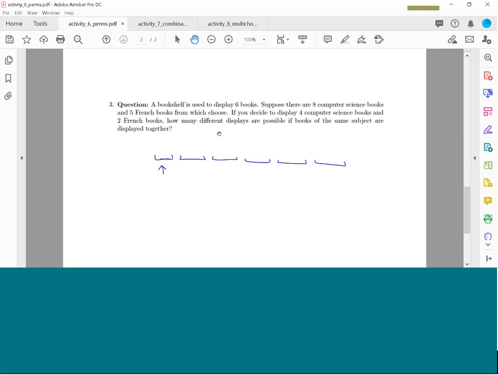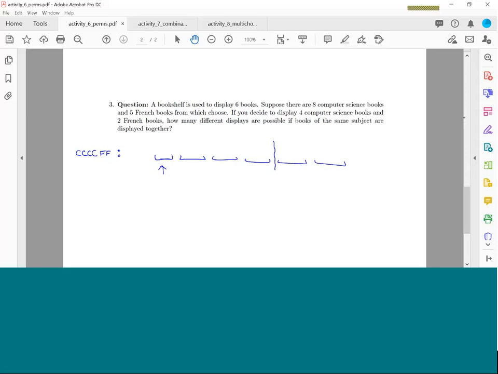Exactly. So we need to figure out if we're going to be using a computer science book or a French book first. So what do you guys want to do? Do you want to put the computer science books first or the French books first? Sure. So for this one here, in terms of our computer science books, I'll do C for computer. So we'll have 1, 2, 3, 4 computer books, and then we would have 2 French books. Okay? And I'll put a little line here.